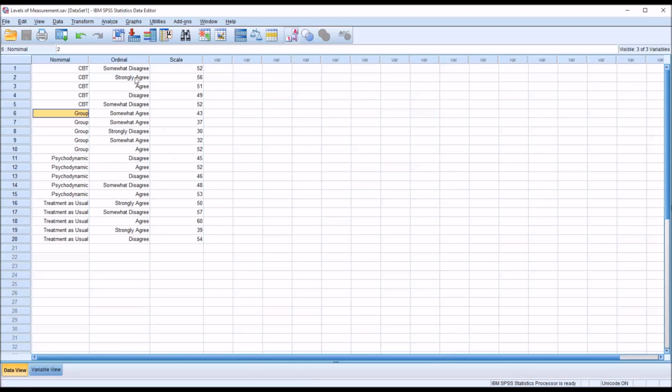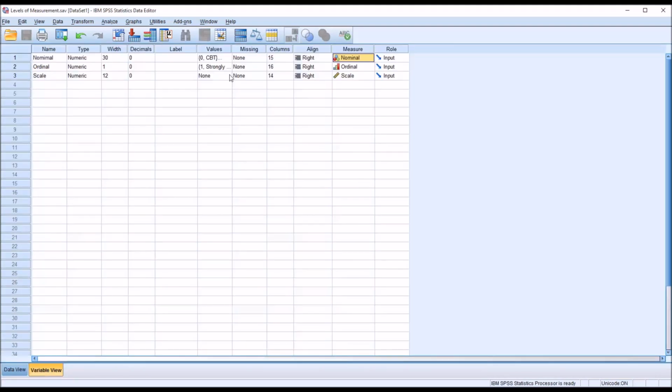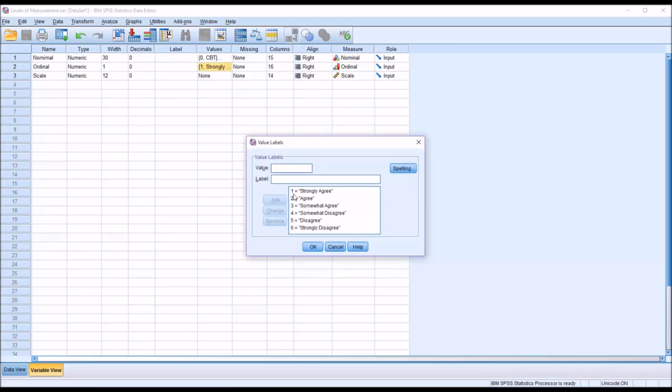Moving over to the next variable, which I've named ordinal, and it's at the ordinal level of measurement, you can see you have data in here consistent with what we would typically see in a Likert scale. In this particular Likert scale, at the one extreme we have strongly agree, and at the other extreme we have strongly disagree, and you can see when I move over to the numeric view, they are ranked 1 through 6. This is a little easier to see in the variable view. If I go to values, you can see 1 is associated with strongly agree, 2 with agree, all the way down to 6, which is associated with strongly disagree.